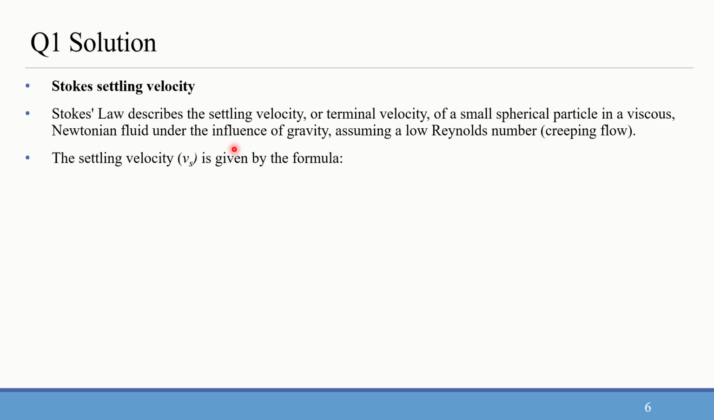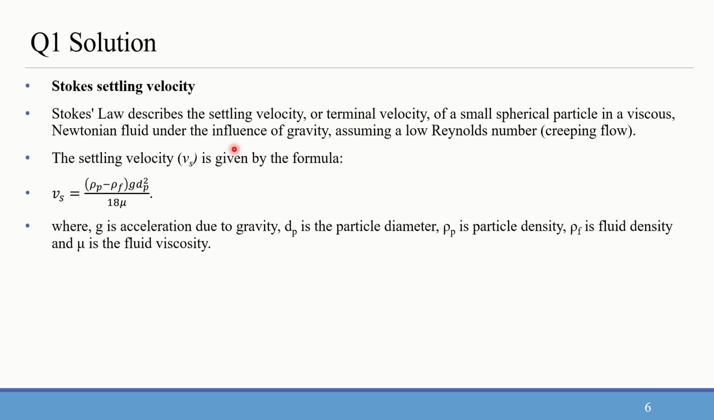Settling velocity Vs is given by Vs is equal to rho p minus rho f into g into dp square by 18 mu. Here S is just a notation used by myself; you can vary it, Vt or anything. And g is the acceleration due to gravity, dp is the particle diameter, rho p is the density of the particle, rho f is the density of the fluid, and mu is the fluid viscosity. So these are all the terms given over here.